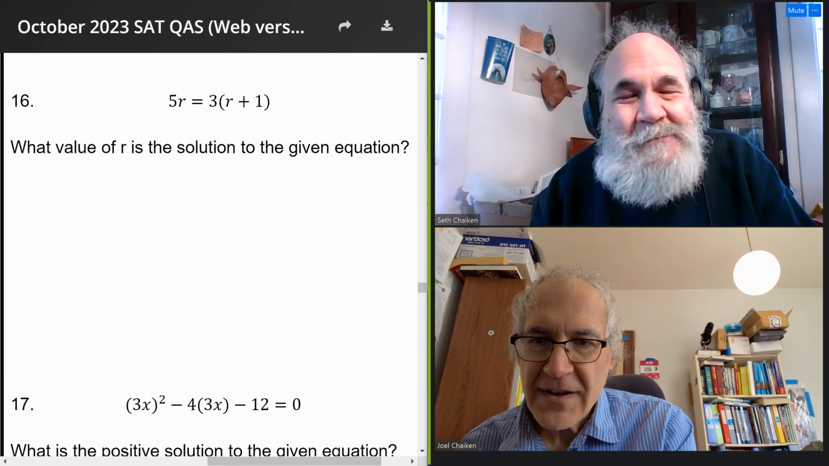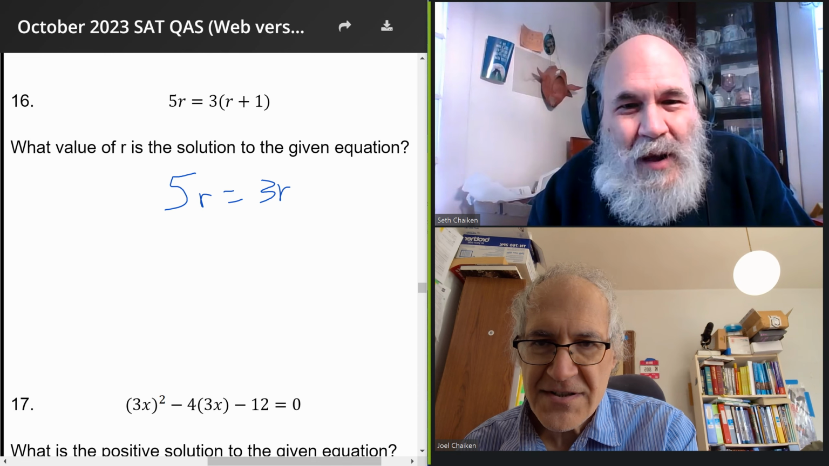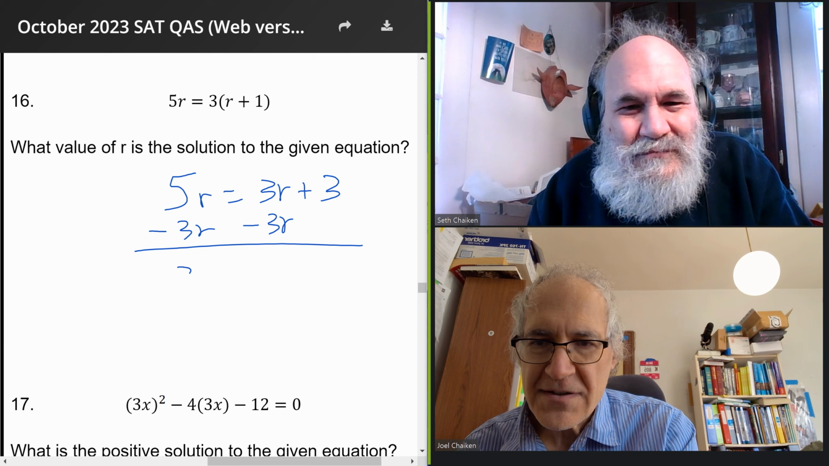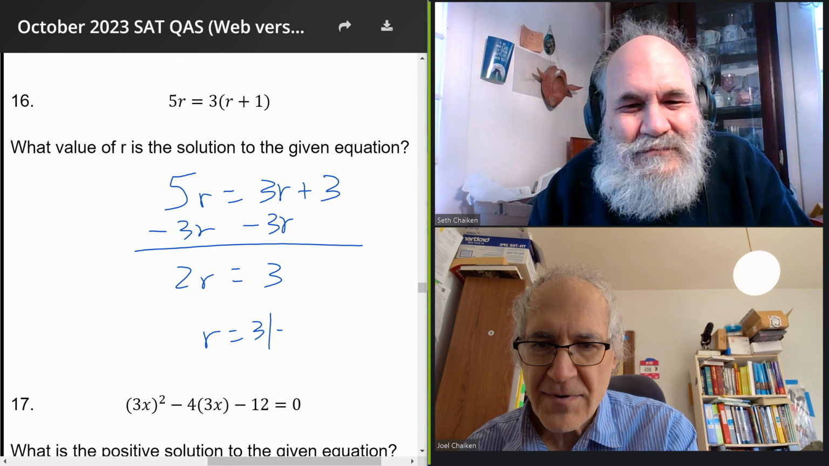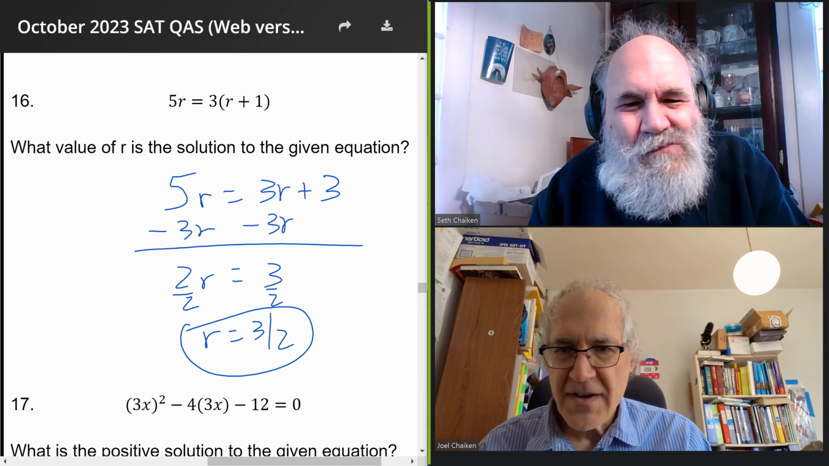So we can distribute the 3 across the R plus 1 to get 3R plus 3, and then we subtract 3R on both sides, which we're allowed to do. So we get 2R is equal to 3. So R is equal to 3 over 2 because we divide both sides by 2 to isolate the R.